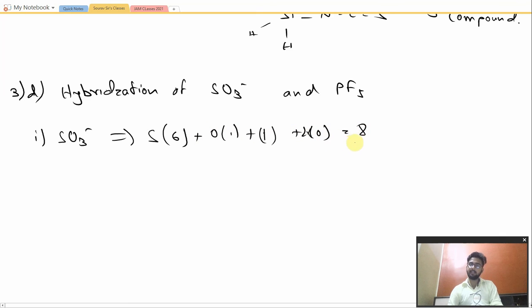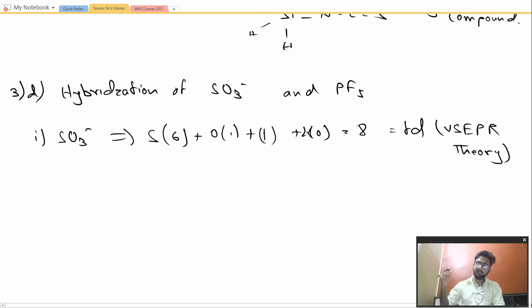So the total is 8, and for an 8 electron system, from VSEPR theory we know that the geometry of the species would be tetrahedral. This is a very basic concept we have learned in lower classes, class 11 or 12. It is an easy question at this level, so you may just calculate it. The structure is tetrahedral, so we may draw it like this: this is a double bond O, this is a double bond O, here is one lone pair, and here is one O⁻.